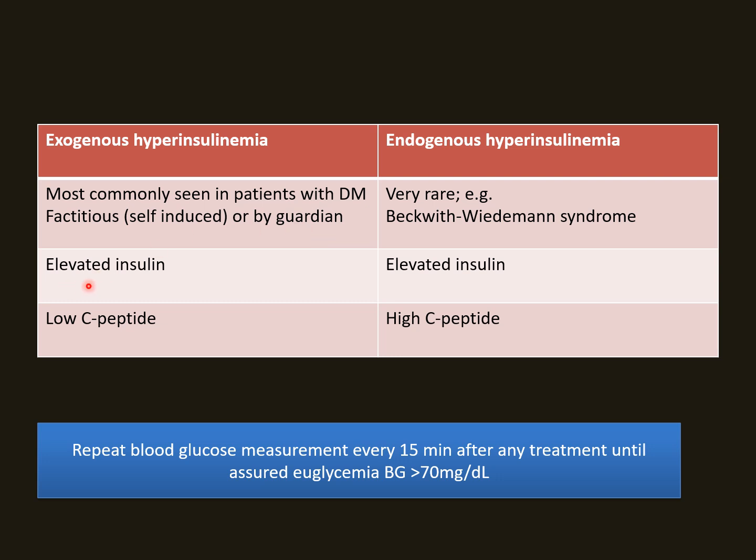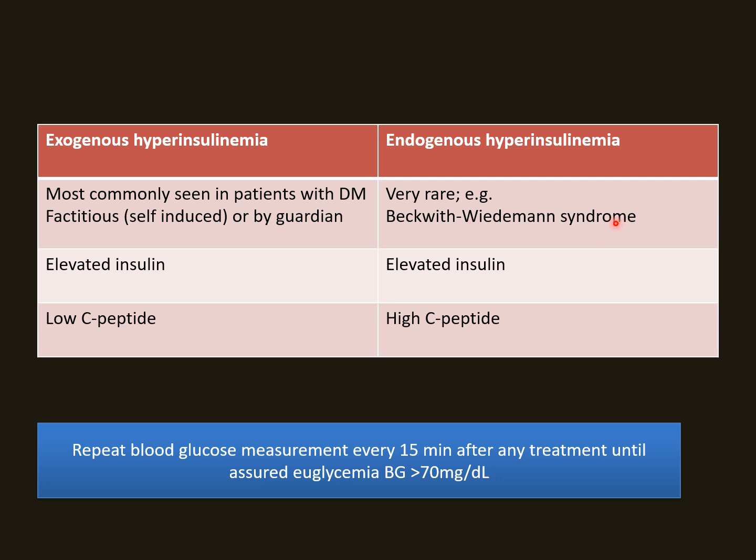In this case, if you do a lab, you should do the insulin and C-peptide in order to understand. You will see elevated insulin and low C-peptide if it's exogenous. If it's endogenous hyperinsulinemia, this is very rare. An example of that is Beckwith-Wiedemann syndrome.